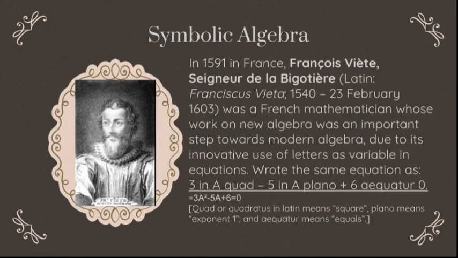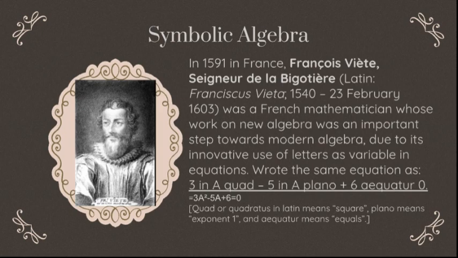In 1591 in France, François Viète, Seigneur de la Bigotière, born on 1540 and died on February 23, 1603, was a French mathematician whose work on new algebra was an important step towards modern algebra, due to its innovative use of letters as variable in equations. He wrote the same expression as 3na quad minus 5na plano plus 6 equator 0.